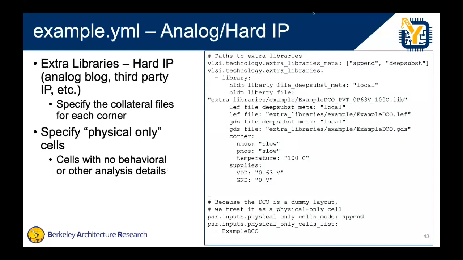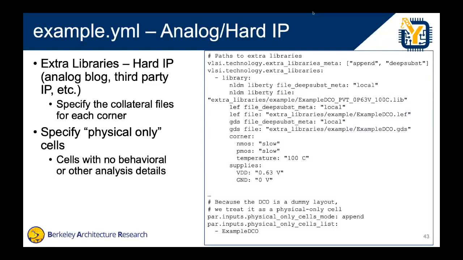Then we have how you would include your analog or hard IP or hard macros. At the top, we're saying we're going to have extra libraries appended from this file. And here are the extra libraries we have. We specify things like where the lib file is, where the LEF file is, where the GDS is, and then also the PVT corner. This lib is characterized as slow at 100C, and this is the voltage that it's characterized at.